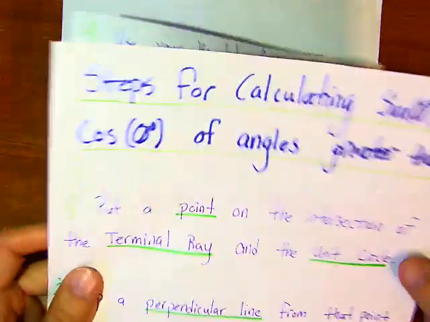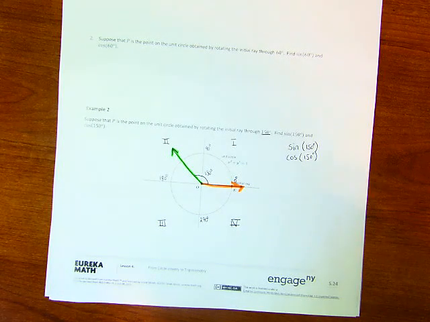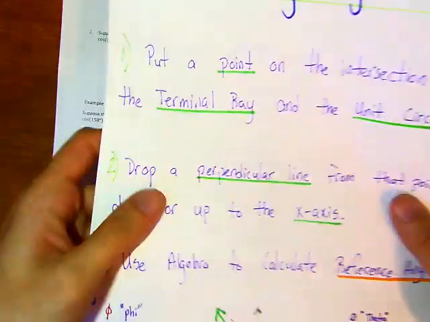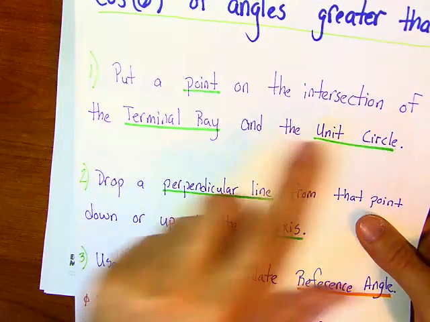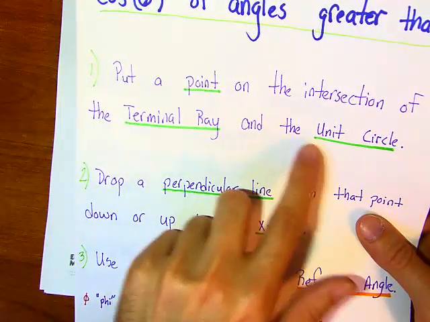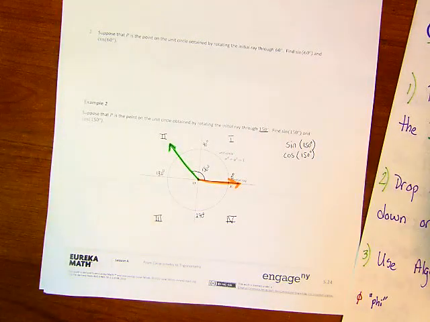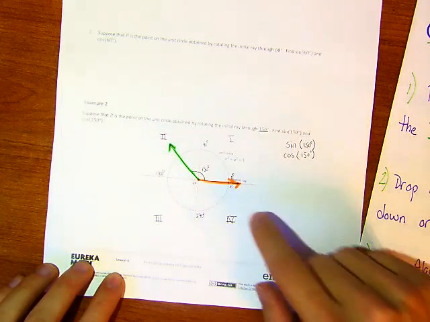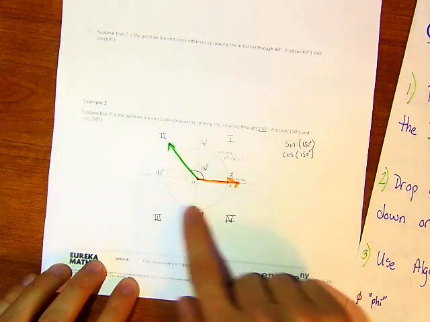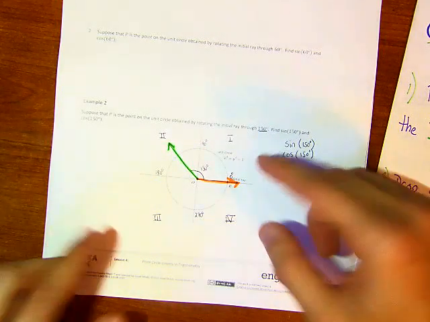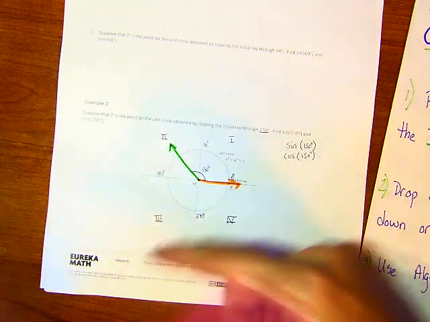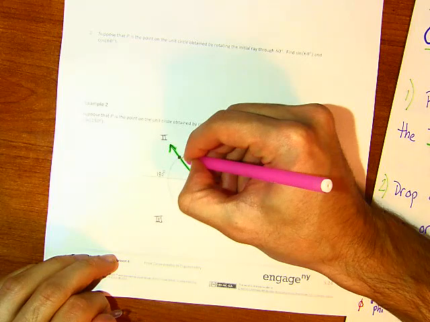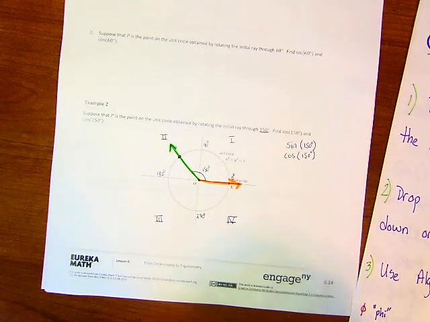Okie dokie. So let's look at the steps. Step 1, put a point on the intersection of the terminal ray and the unit circle. So if this is my terminal ray, which is the green, and my unit circle is this circle over here, where is the point where this ray and the circle intersect? It's this point right here. Boom, we did step 1.